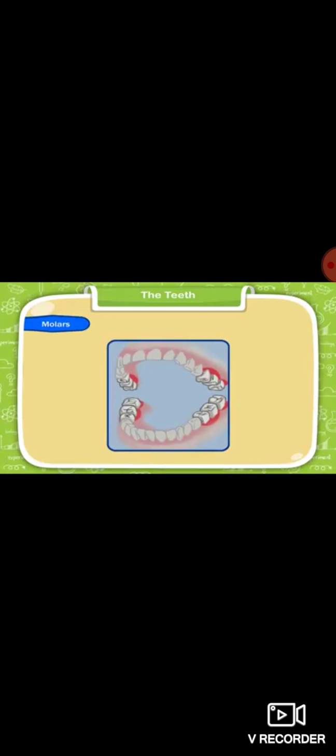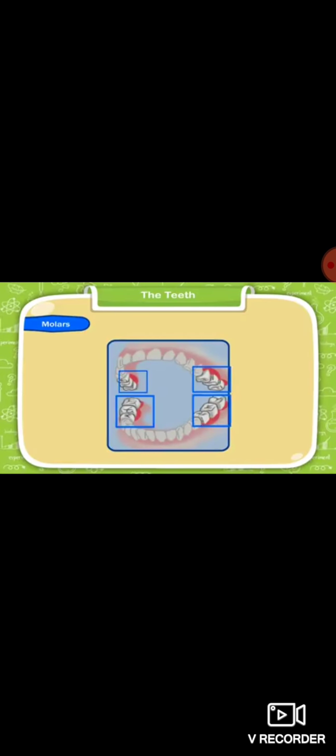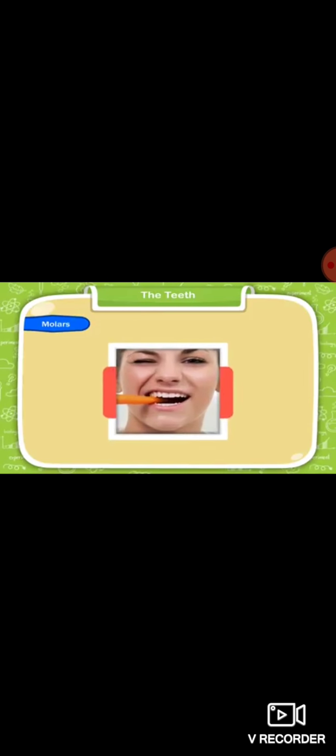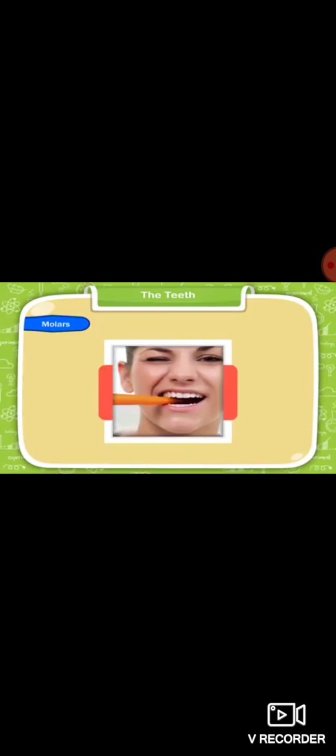Then we have molars. Students, flat and broad teeth are called molars. They are broader than premolars. Okay, molars are broader than premolars. They help in chewing and grinding the food. There are 12 molars in our mouth, 6 in the upper jaw and 6 in the lower jaw. So students, molars are also known as chewing and grinding teeth. Okay, we have discussed four types of teeth here: incisors, canines, premolars and molars.